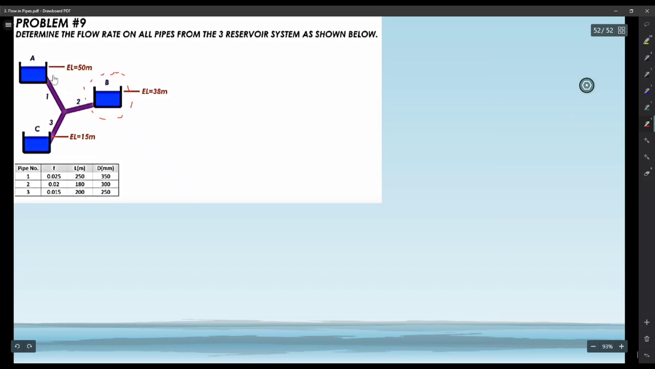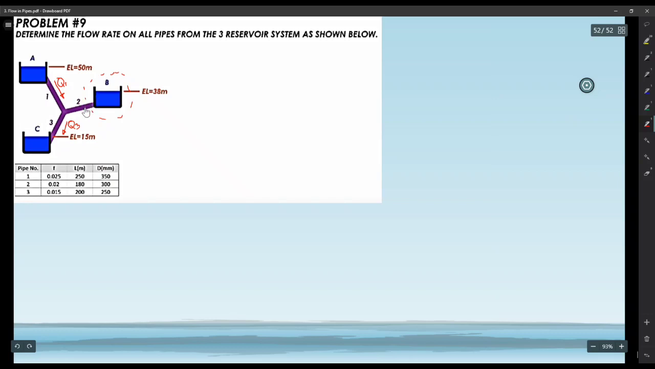So alam natin na kapag yung reservoir A, obviously since it is on a higher elevation, laging palabas siya. So siya yung magsusupply ng tubig. So let's denote this as Q1. And yung receiving reservoir is yung lowest. Ayan. So this will be our Q3.